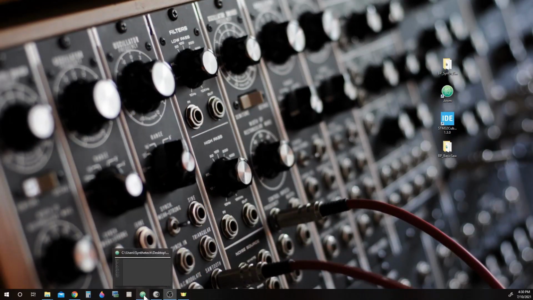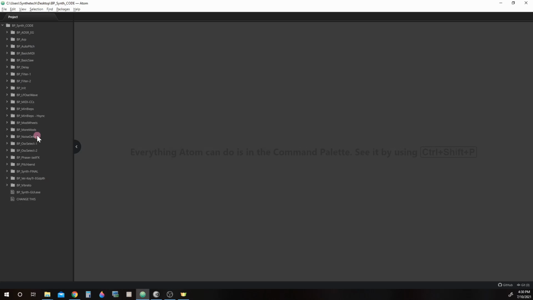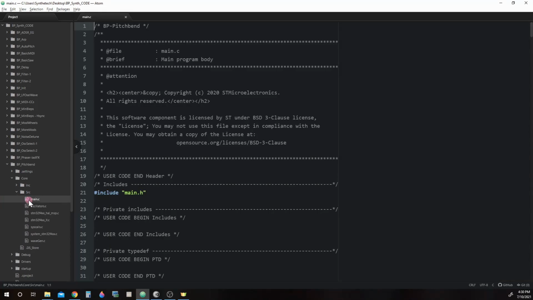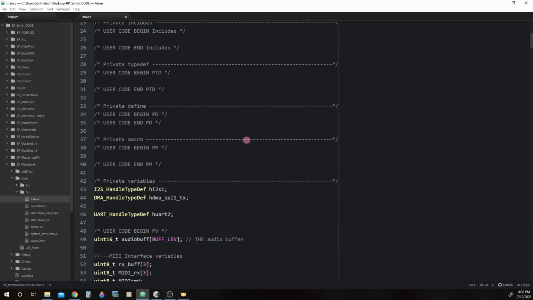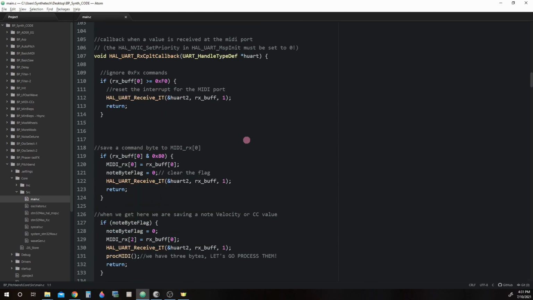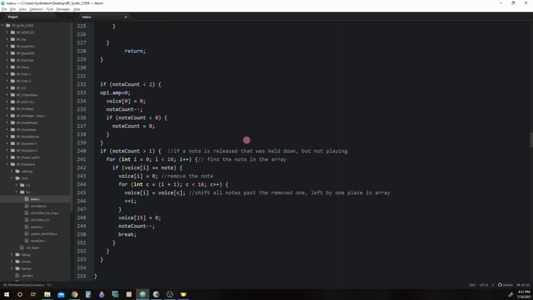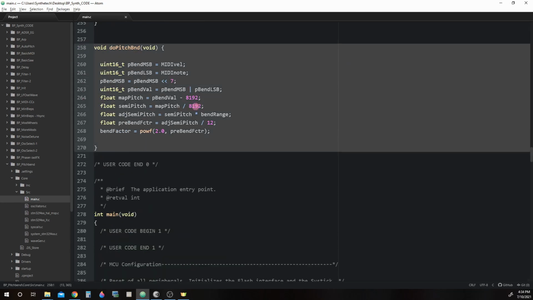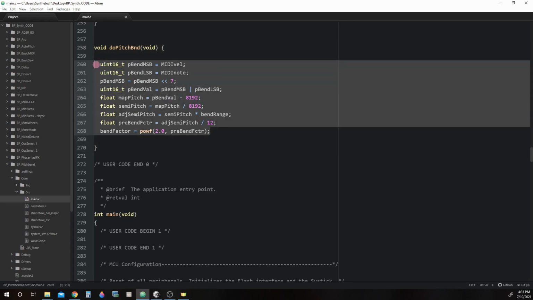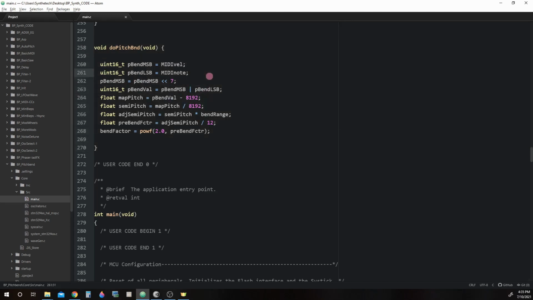Let's go to Atom and open it up, and let's go over to BP, Pitch Bend, Core, Source, Main.c. Let's scroll down to a function called Do Pitch Bend. Here is the Do Pitch Bend function. Now let's take a look at what's going on in here.